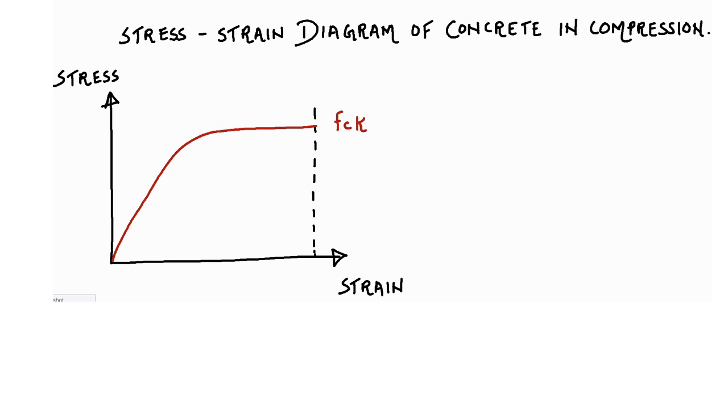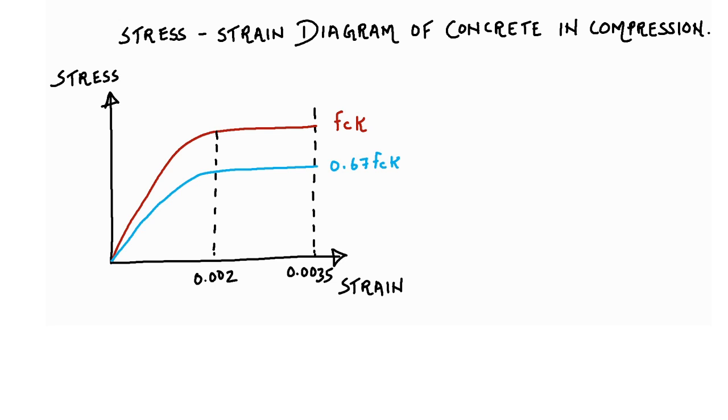Some part of the stress-strain diagram is parabolic and the other part is a straight line. The parabolic part is from 0 to 0.002 strain value, and beyond 0.002 strain value the stress-strain diagram will get into a straight line. Now FCK is the characteristic strength of the concrete. The value of FCK depends on the grade of concrete. For M20 grade concrete, the value of FCK is 20 Newton per mm square.